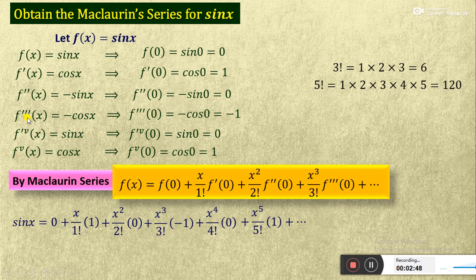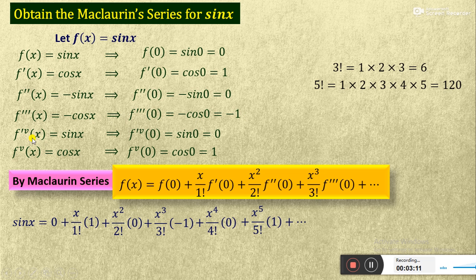Next we calculate f'''(x), the third derivative. We differentiate -sin x. The derivative of sin x is cos x, so f'''(x) = -cos x. So f'''(0) = -cos 0. Cos 0 is 1, so it is -1.